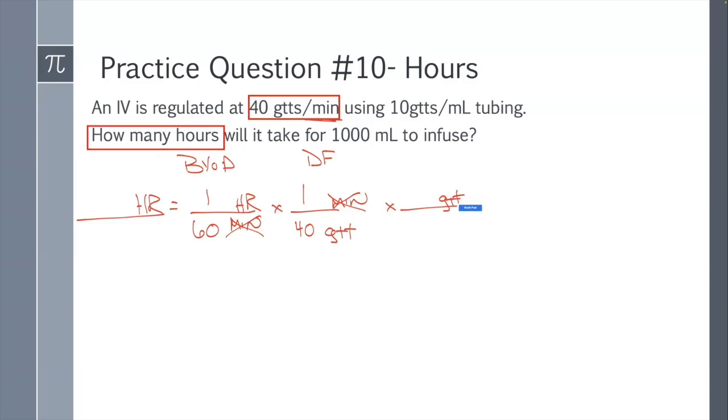So we need to move the drops up. According to this, we have 10 drops per 1 milliliter. To get rid of my drops on the bottom, drops on the top. Well, now I have hours per milliliter. I just need hours, so we're not done. And now, actually, I confused you guys.